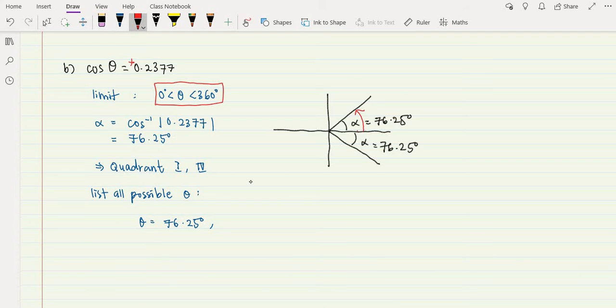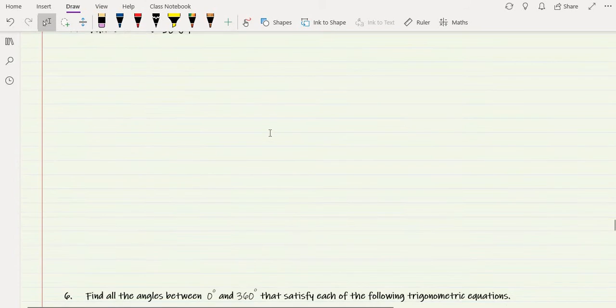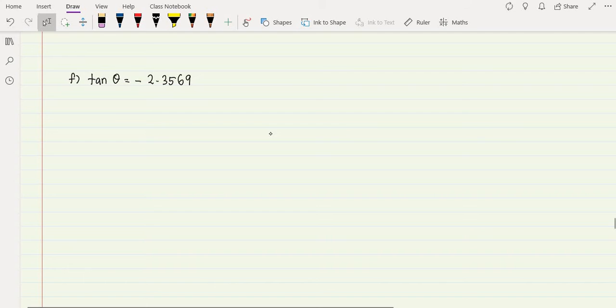For the second angle, we start from 0 and move to the fourth quadrant, still in the anti-clockwise direction, and we get 360 degrees minus 76.25 degrees. Again we calculate this in our calculator and our second angle will be 283.75 degrees. That will be our final answer. As for the third one, we are given tangent theta is equal to negative 2.3569, and again we are going to do the same method.